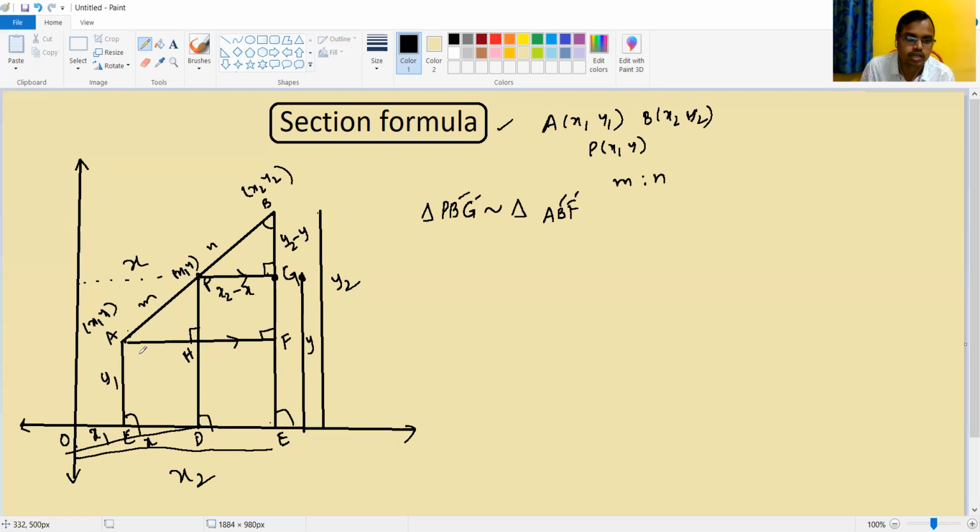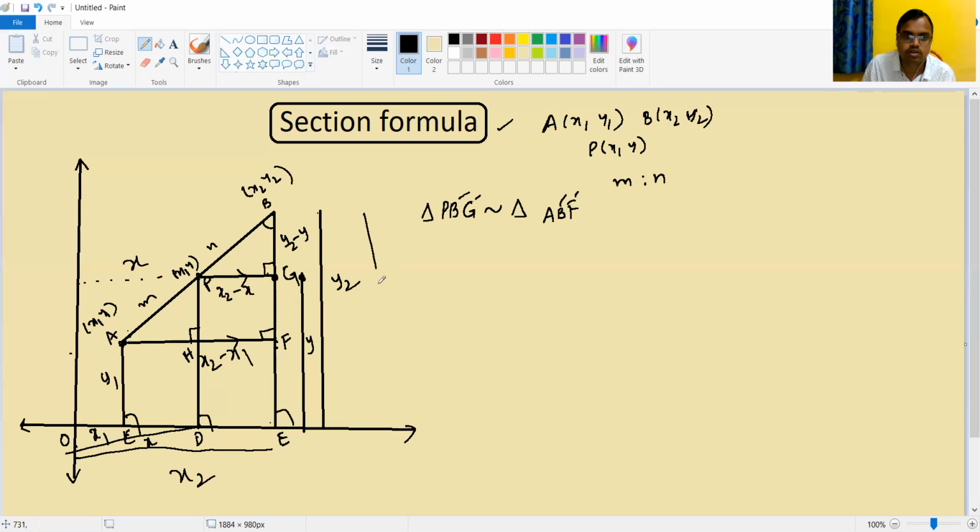If we take the big triangle, what is the length of AF? Till here the length is X1. From O2, the length O2A is X1, and O2F is X2. So the total AF length will be X2 minus X1. Length of AF is X2 minus X1.